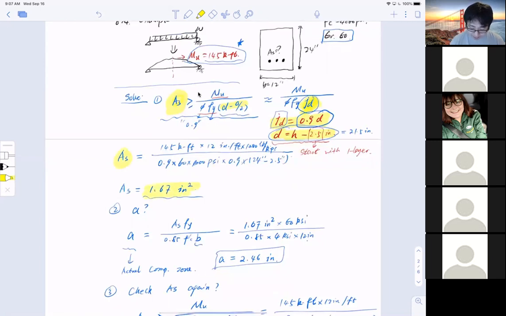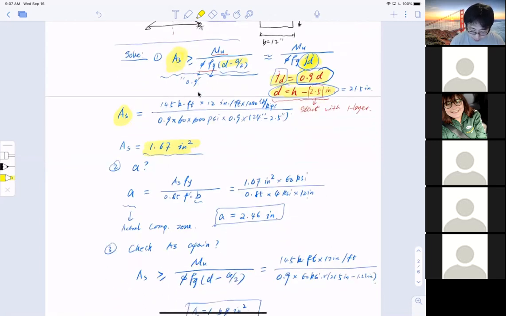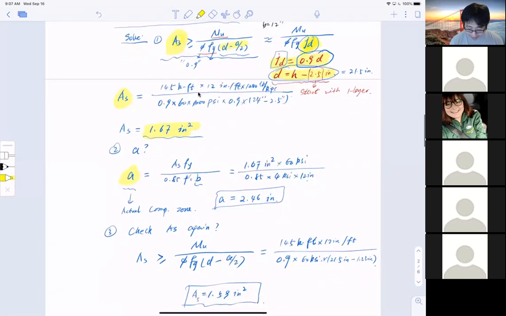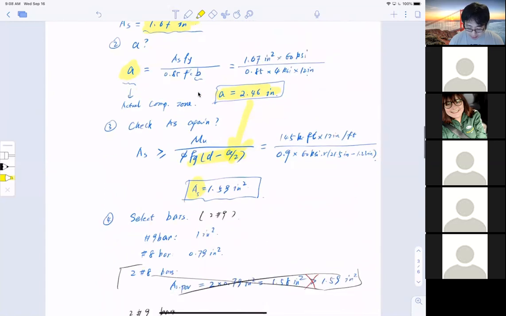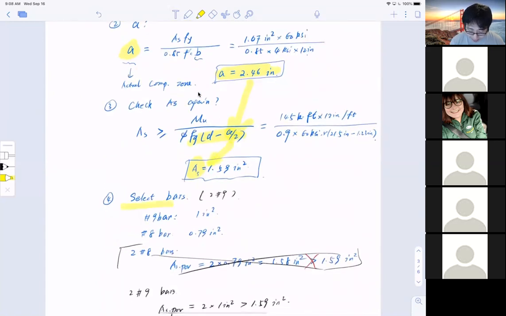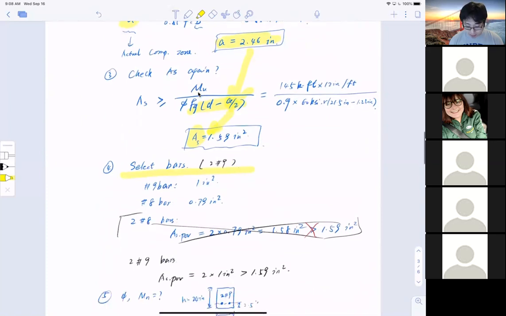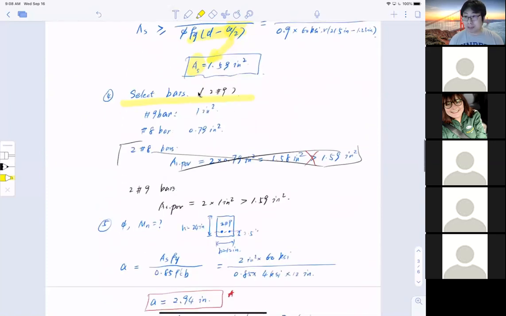Got some value here. We use this AS to reversely calculate the effective compressive zone A. Once I have A, I go back and plug in right here, in this equation where I have the actual A, and recompute my AS. Once I recompute AS, I can select the bar, to make sure I have enough. From last lecture, we said we're going to select 2 number 9 bars. So the provided reinforcement area is much bigger than the required.